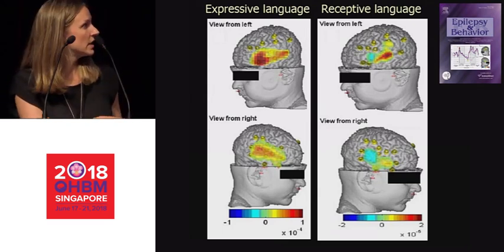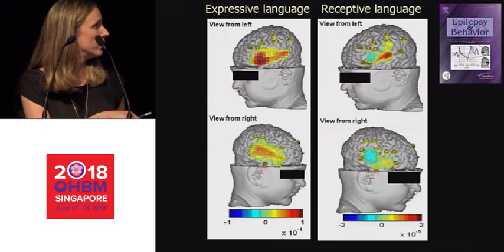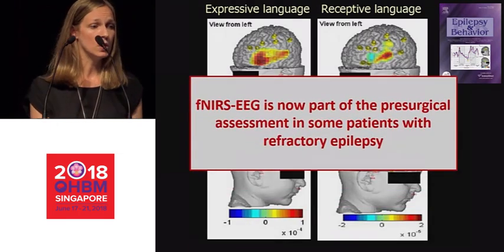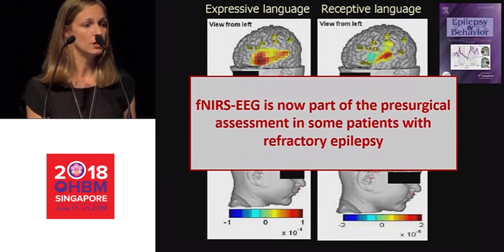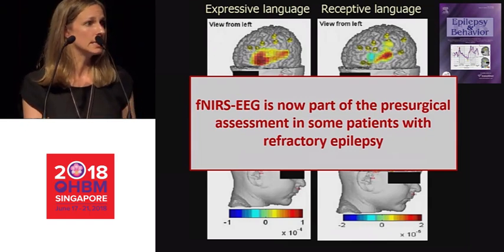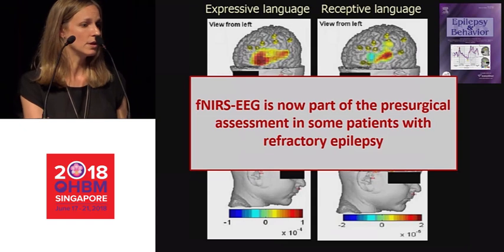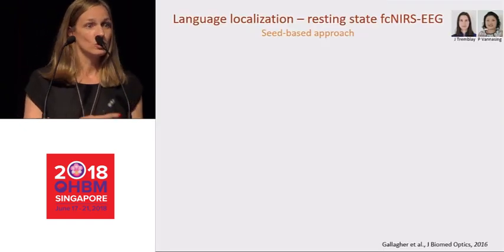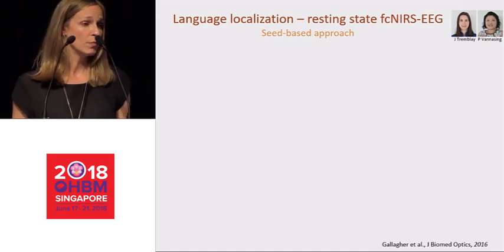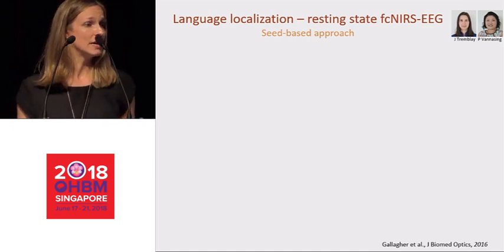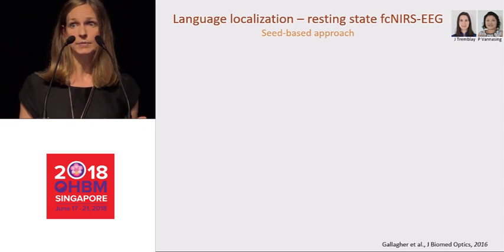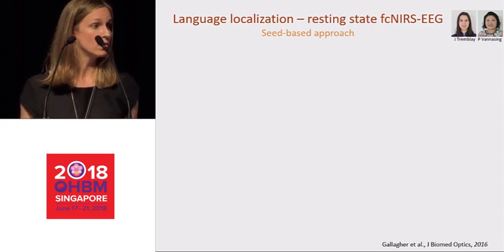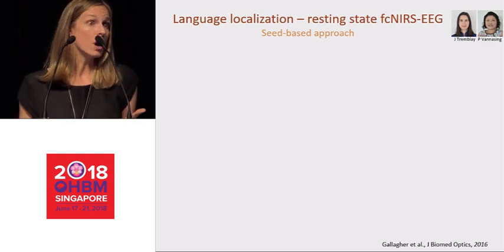So for several years now, fNIRS-EEG is part of the pre-surgical assessment in some patients in whom we need to localize language function and epileptogenic focus before the surgery. However, it works pretty well in the pediatric population. There are still some children who don't have access to the pre-surgical assessments and therefore to surgery because they are not able to perform the language task during the recording. So that's a problem for them.